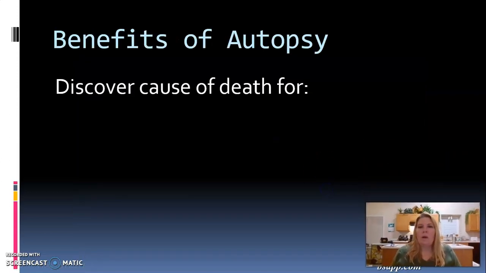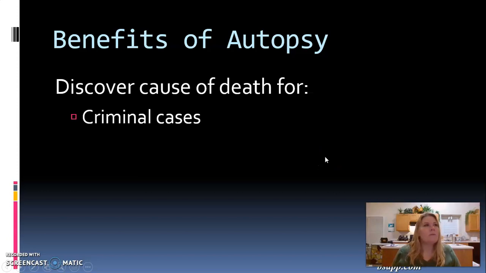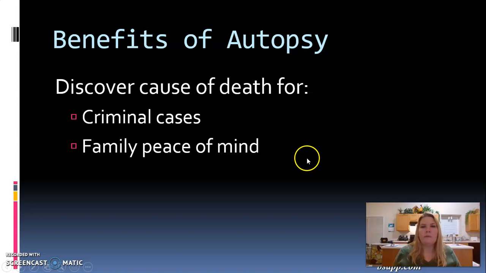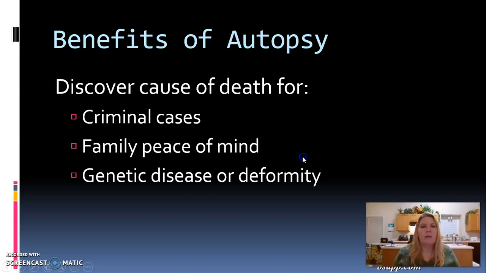Okay, so why do we do autopsies? All right, we want to find the cause of death, right? We want to be able to solve criminal cases properly, appropriately, give the family peace of mind so they know what it is that actually caused the death of their family member.